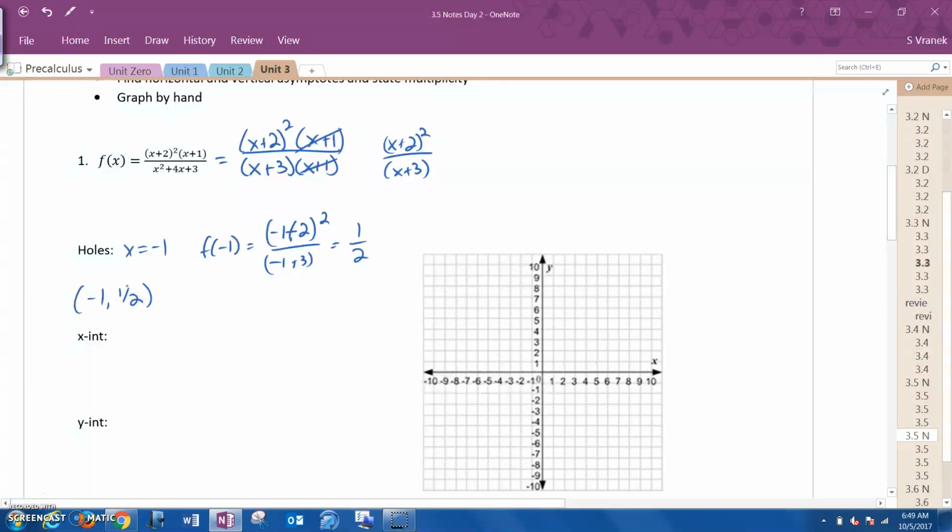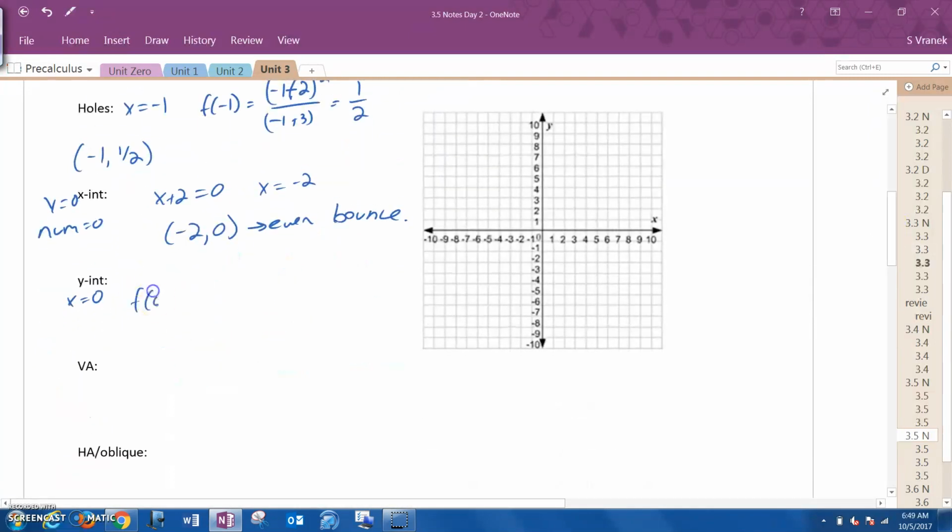Okay. Next, we are going to do the x-intercept. Just like yesterday, that is when the numerator is equal to 0, in this case, when y equals 0. So when we set the numerator equal to 0, all we have left is the x plus 2, and we get x equals -2. So we get the point -2, 0. However, this is even, which means it's going to bounce off the axis. So remember that.